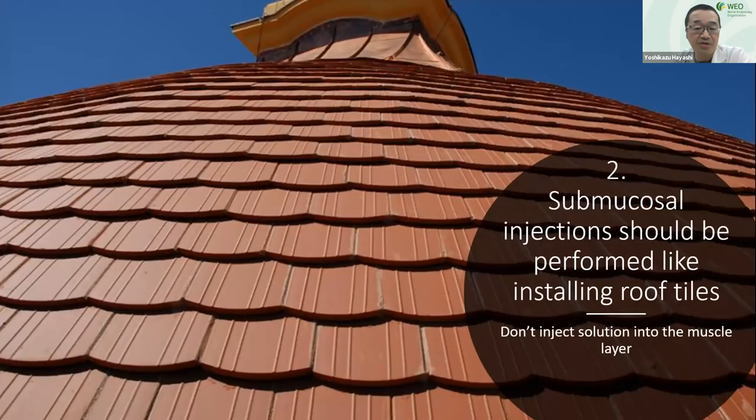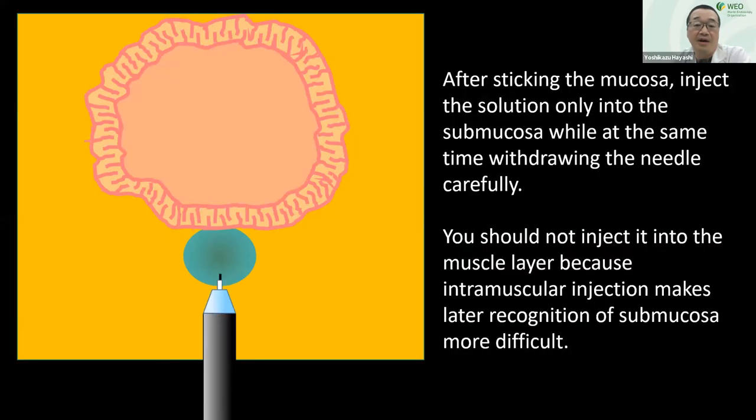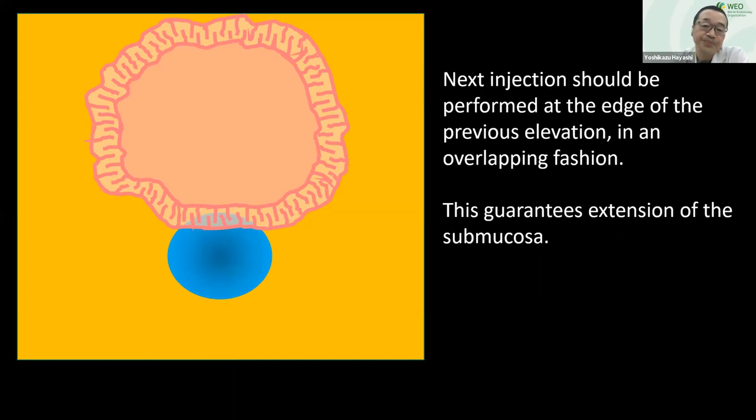The second is submucosal injection. We shouldn't inject solution into the muscle layer. After sticking the mucosa, inject the solution only into the submucosa, while at the same time withdrawing the needle carefully. You should not inject it into the muscle layer because intramuscular injection makes lateral recognition of the submucosa more difficult.